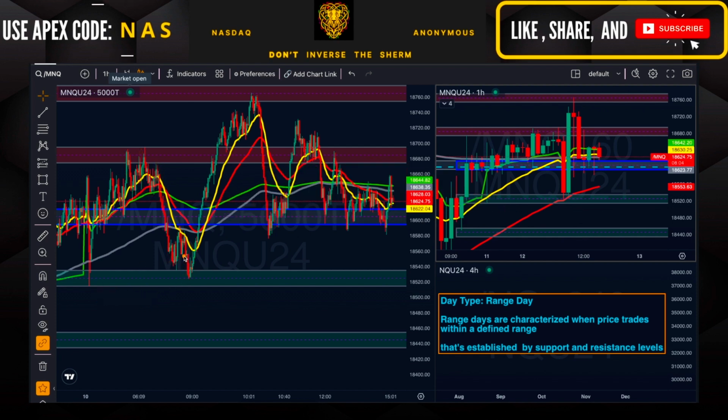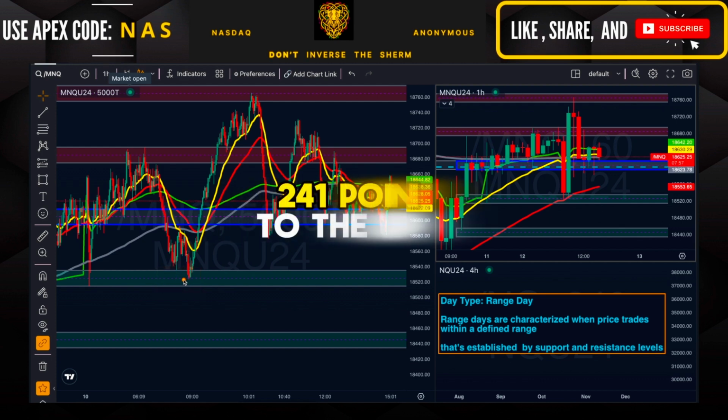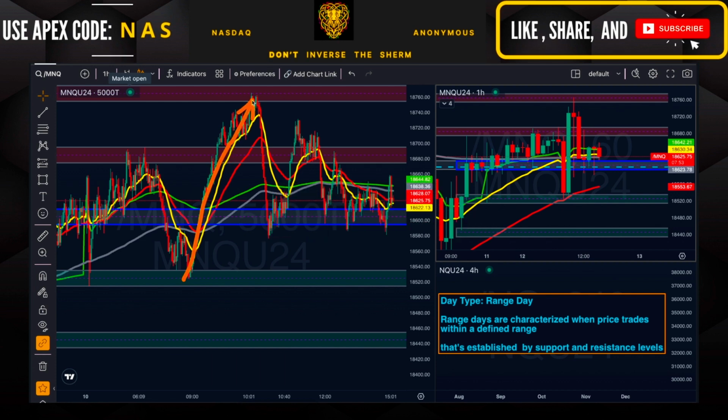And as the bears failed to rotate price lower, the bulls regained control and price rallied 241 points to the upside, retesting a previous area of supply where we saw this massive drop, this massive recovery, and price basically trending until the end of the session. And based on this price action, this is what I'm going to be looking for.